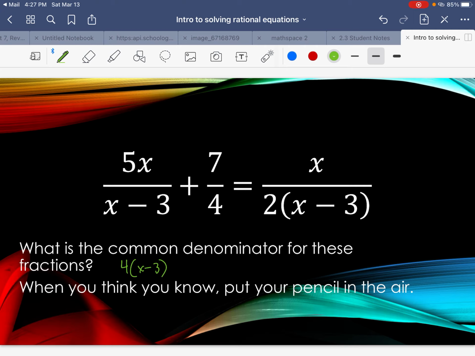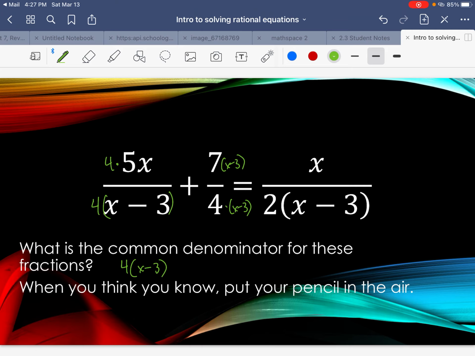All right, so let's take a look. Let's see what we'd have to do. So to get x minus 3, this first guy right here, to turn into this, I'd have to multiply by a 4. So 4 down here means I have to put 4 up here as well. 4 on the next fraction, 7/4, I'd have to multiply by x minus 3. So I'm going to do that here as well, x minus 3.